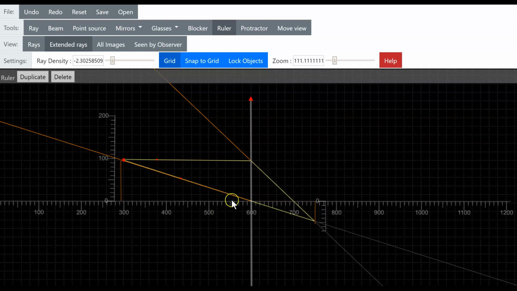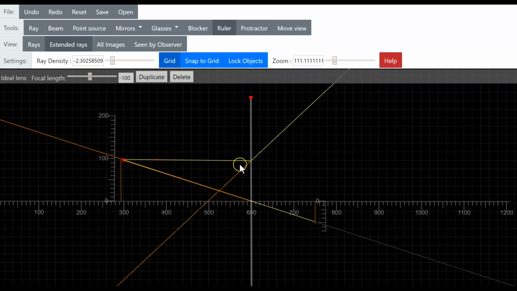Now the second thing that we got to focus on here is diverging lens. So the way to deal with diverging lens is that you could click on the lens and then come in here and put in -100 to get a diverging lens.